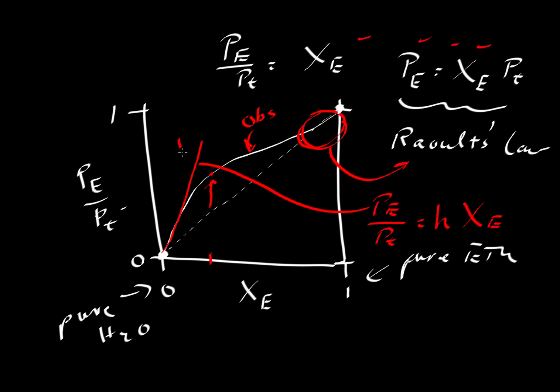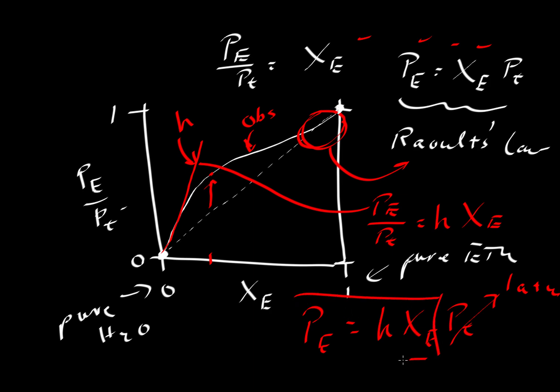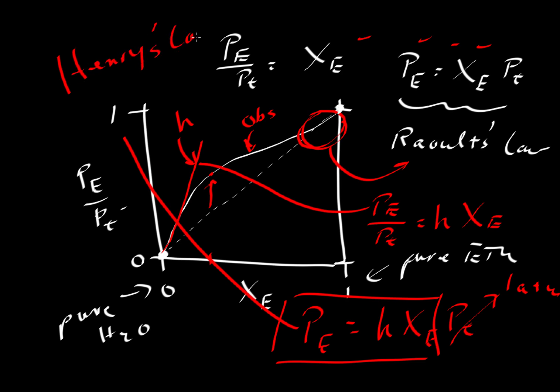Right? So H here is the slope of that line, or we could rewrite that to say that the partial pressure of ethanol is equal to H times X sub E multiplied by the total pressure. If we let this be just 1 atmosphere, then that drops out and we end up with this equation here. And this is called Henry's law. So Henry's law, we use the letter H because that is the Henry's law constant.